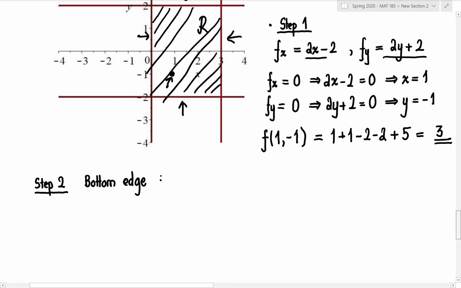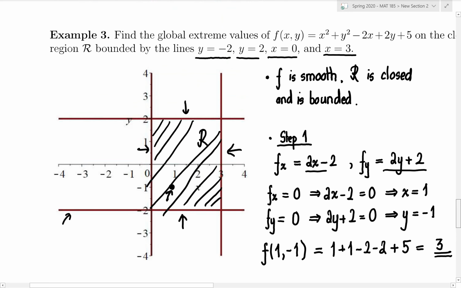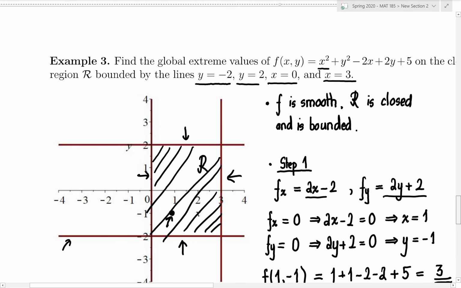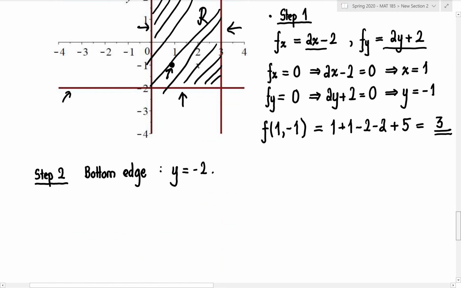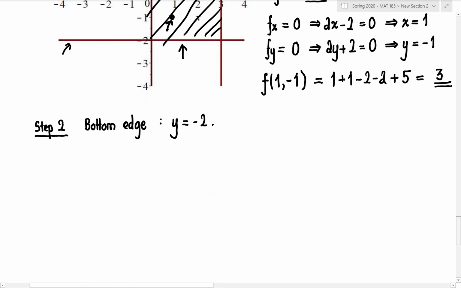If we're looking at the bottom edge of the boundary, is there an equation that describes it? Is there anything special? The answer is yes. The y value is fixed along the bottom edge. In this case, y is equal to -2. Now remember, our function is x squared plus y squared minus 2x plus 2y plus 5. But on the bottom edge, y is equal to -2.